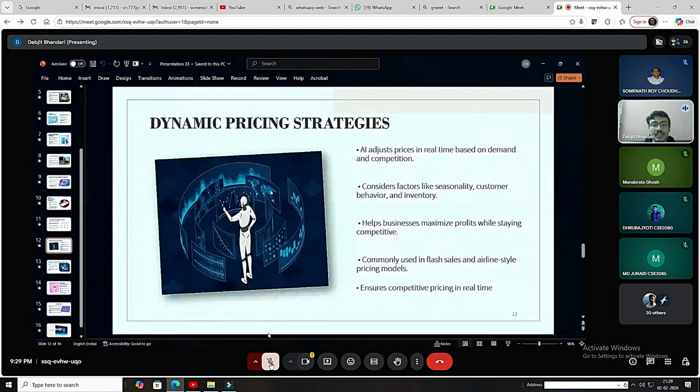And dynamic pricing is commonly used in flash sales, e-commerce platforms, ride sharing services, and airline ticket pricing. This approach helps them to keep the prices competitive and optimized at the same time, benefiting both businesses and customers.